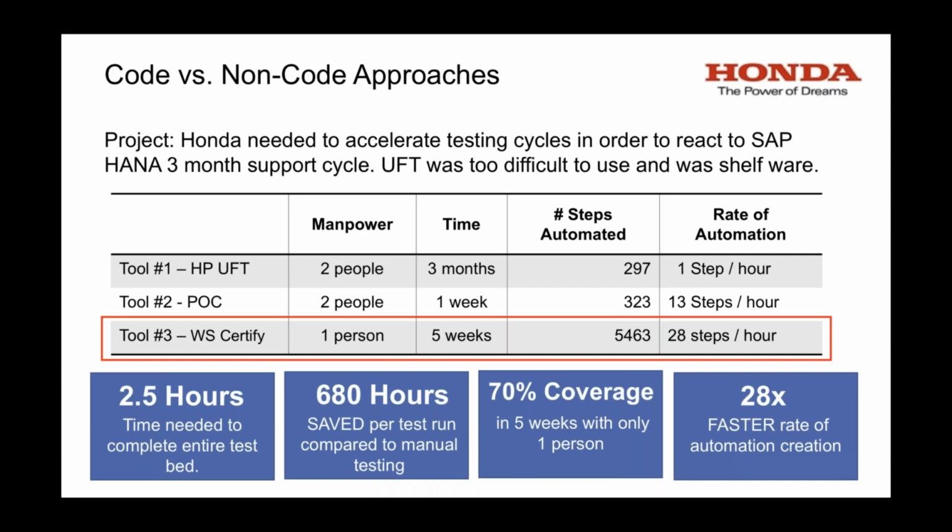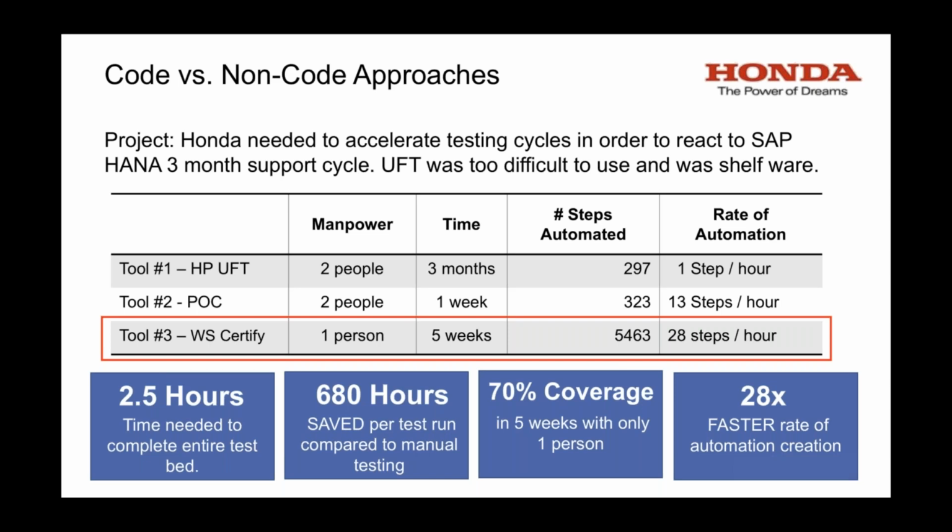And we believe the essential differentiation is, are you starting with a testing platform, an automation platform that's code-based or no code? And our assertion is, we honestly believe that a no-code approach is the way to go. So this was work done by one of our customers in a PSC. How many people and how much time did it take to automate steps? And what they found is, with UFT, they're getting 1 step an hour, and a PSC with second part, they're getting 13 steps an hour. But with Worksoft, they're getting 28 steps an hour.